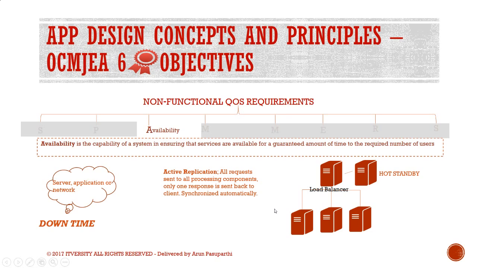There are two important concepts that you need to understand for the exam and in your real life, very important for the exam. Active replication. Now, active replication is nothing but all the requests that you're getting are sent to all of the components in your cluster, and then only one response is taken, and then it is sent to the user.